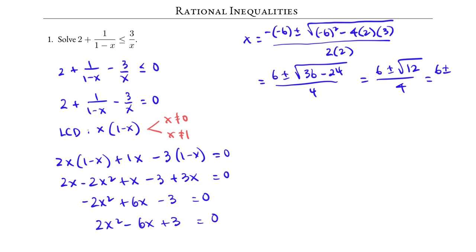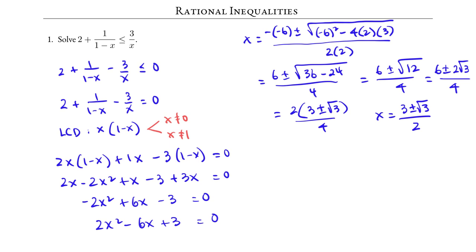The square root of 12 is the same as the square root of 4 times 3. So the square root of 12 is 2 times root 3. Factor out the 2. We have 2 times the quantity 3 plus or minus root 3, over 4. And so the solutions are 3 plus or minus root 3 over 2.